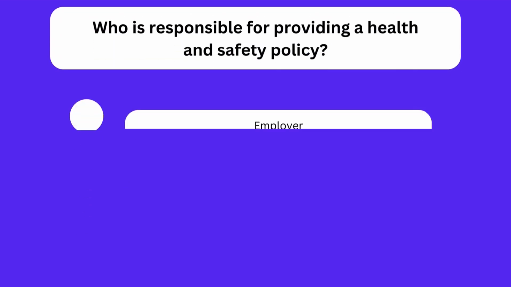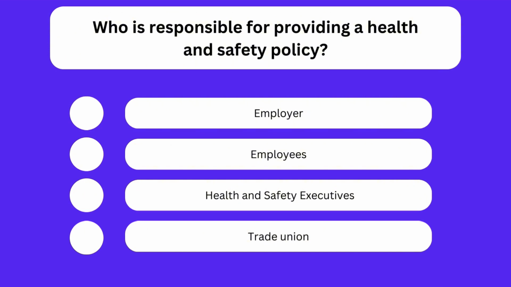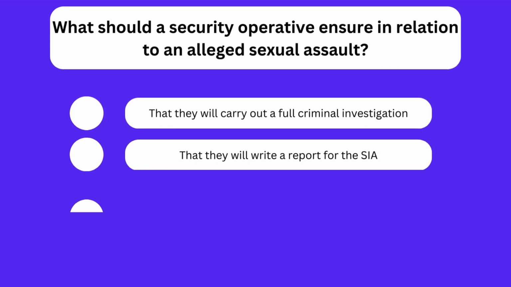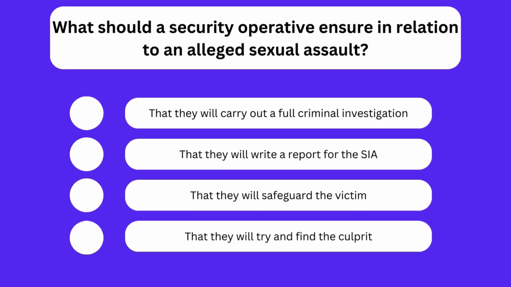Next question is, who is responsible for providing a health and safety policy? So the correct option is the first one. The employer is the one who is responsible for providing a health and safety policy. Next question is, what should a security operative ensure in relation to an alleged sexual assault? So the correct option is the third one, that they will safeguard the victim.